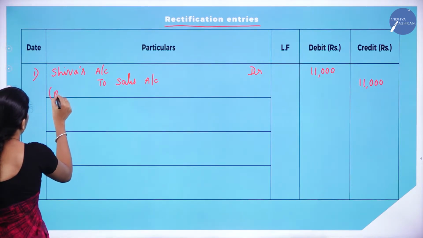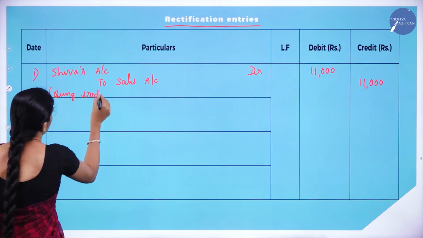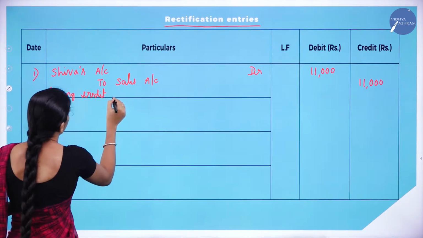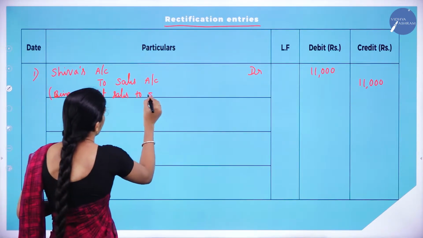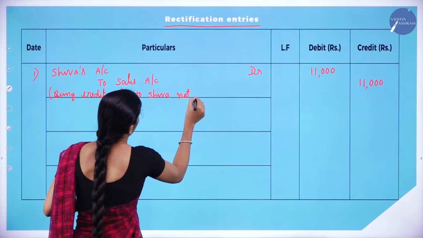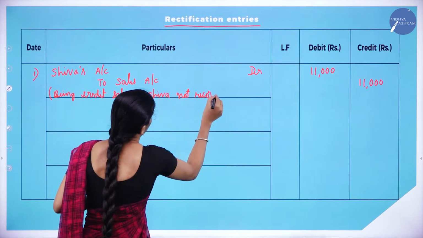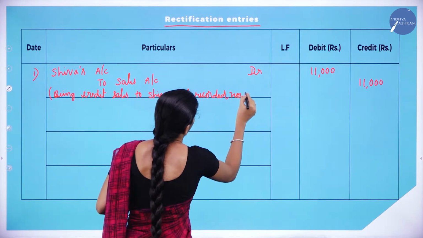Being credit sales to Shiva not recorded, now recorded.